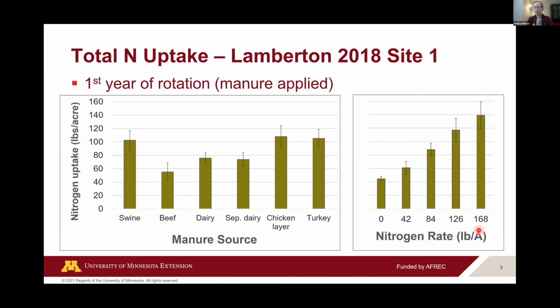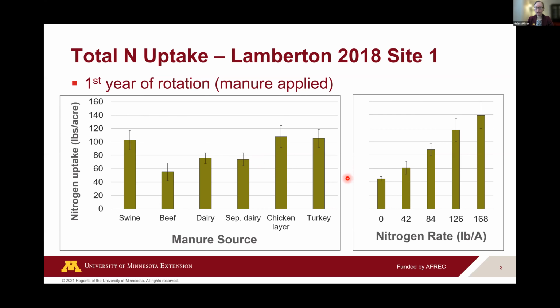And remember, we are aiming to go for 140 with our manure. So it should fall out somewhere between these 2 rates. And it didn't. So that was our first surprise. The highest nitrogen release was with our swine manure, chicken layer manure, and turkey. Our bovine species, our beef and our dairy, we did not get nearly as much nitrogen released as we expected.